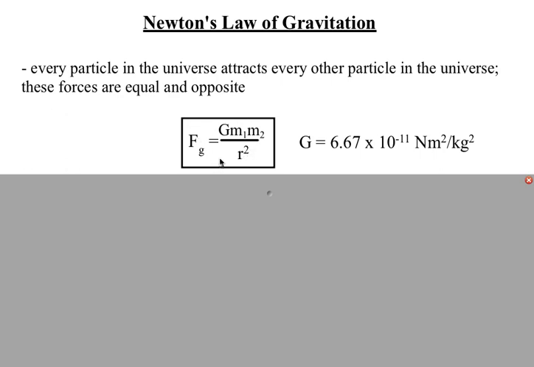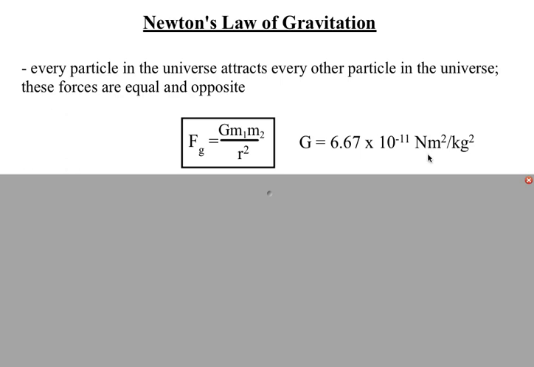The fourth letter in this equation is the capital G. This is known as the gravitational constant. It basically just makes this equation work. The value of G is very, very small, 6.67 times 10 to the negative 11. And the units of G are newtons times meters squared per kilogram squared.